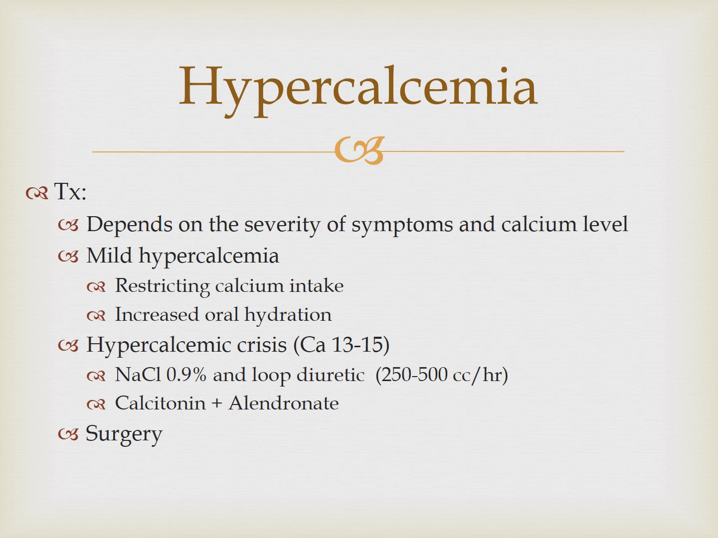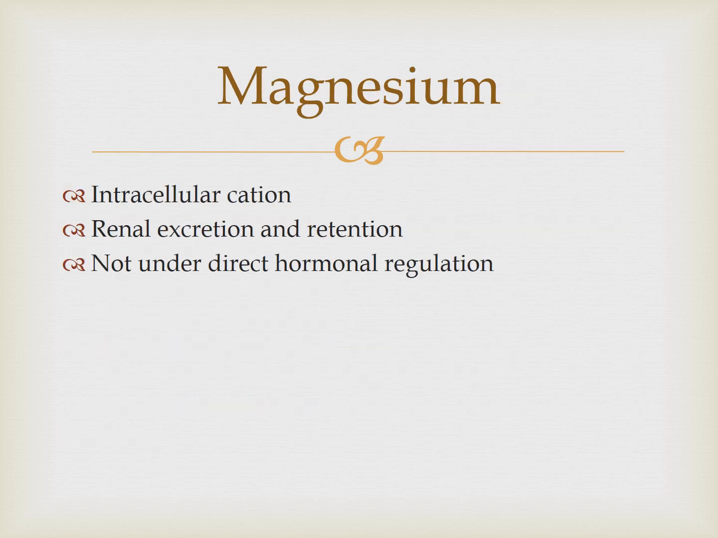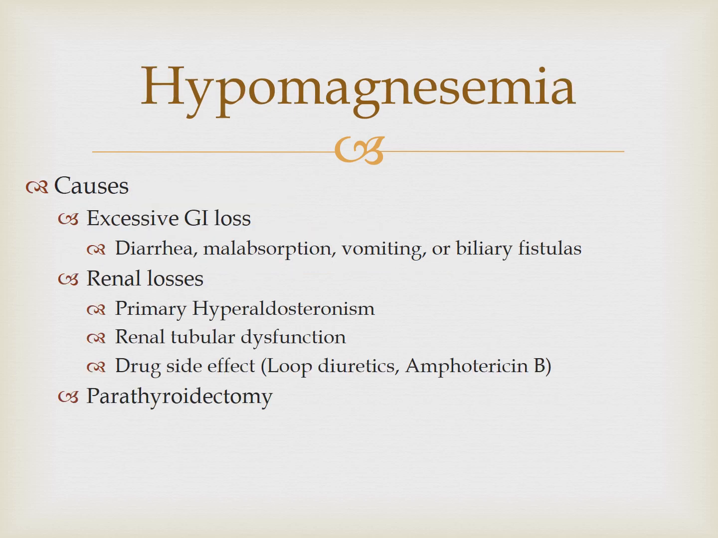So calcitonin inhibits the osteoclast bone resorption. Bisphosphonate inhibits the resorption as well. Let's go on to the magnesium: intracellular cation, renal excretion and retention, not under direct hormonal regulation. So magnesium is a little easier to remember.